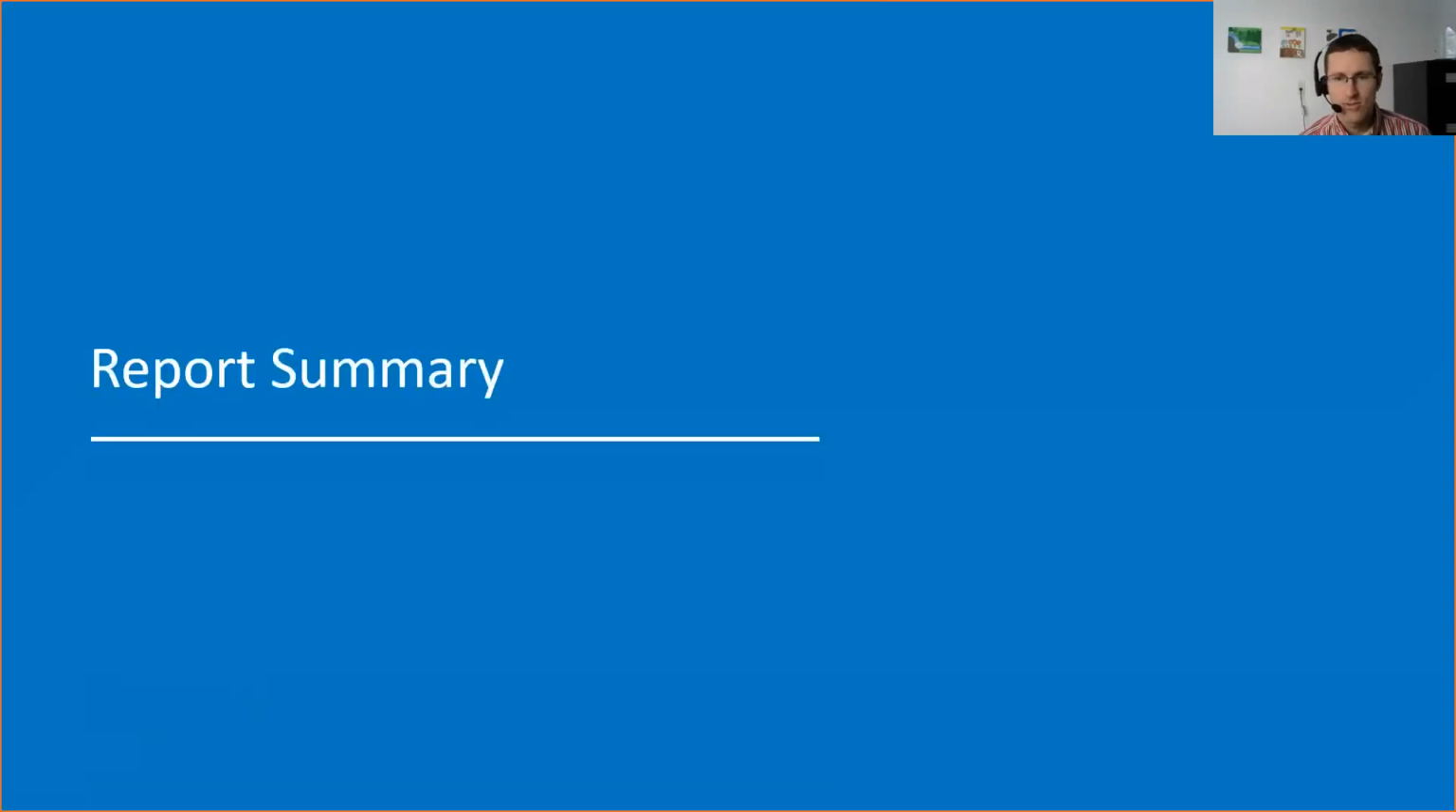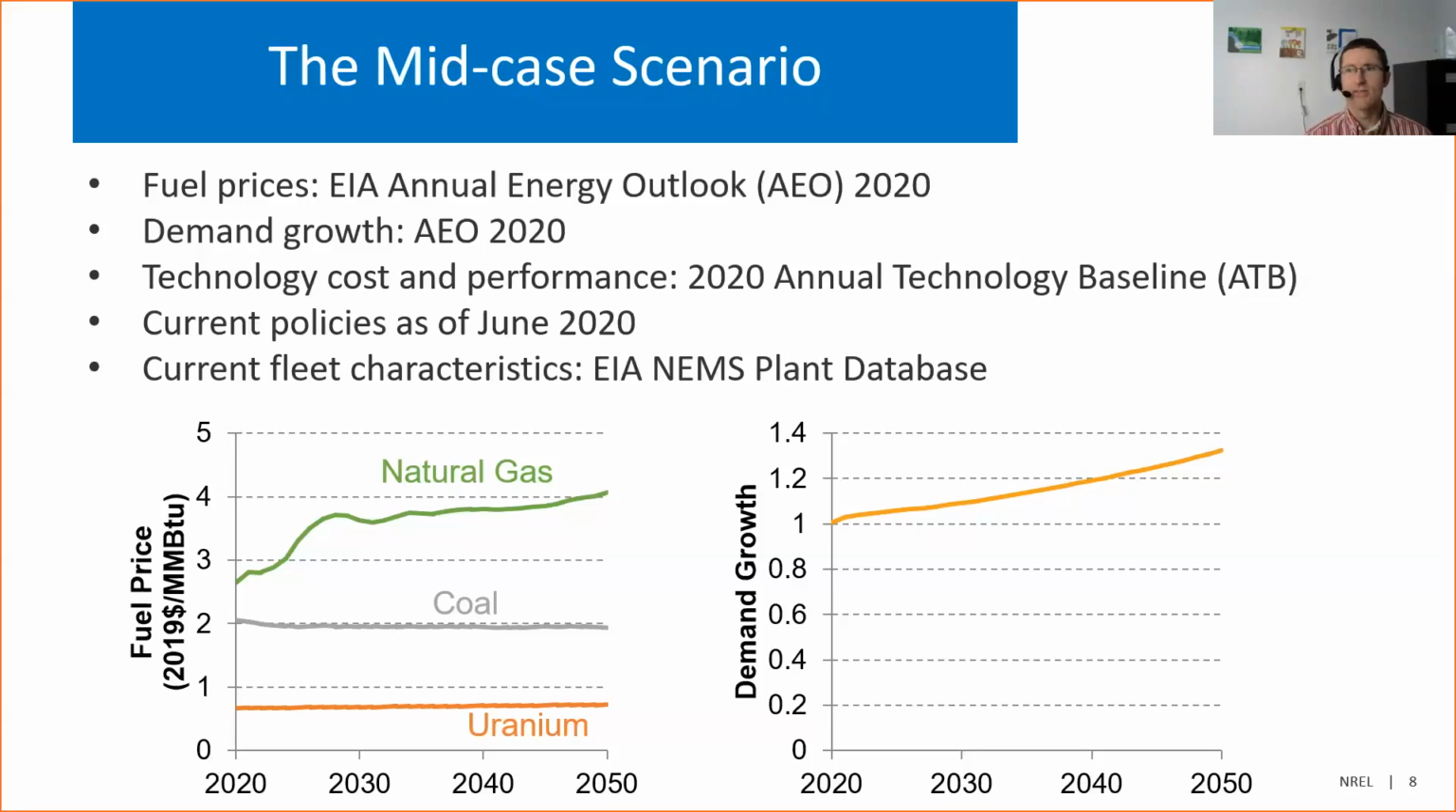Now let's talk about the report and what's in it. I just want to highlight a few things. Go ahead and go to the next slide. Everything is built around this mid-case scenario, our reference scenario. This isn't necessarily our most likely scenario, but it's the one that uses all of the default reference mid-level assumptions. I've highlighted some of those here in terms of demand growth and fuel prices that go into the model. And go ahead and go to the next slide.